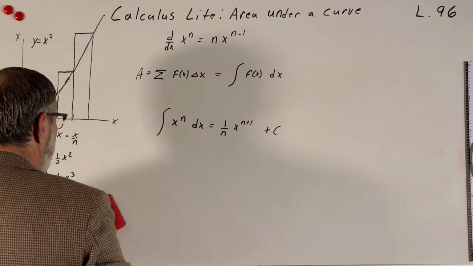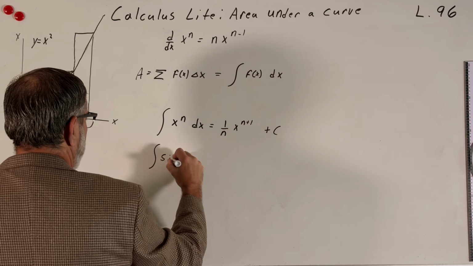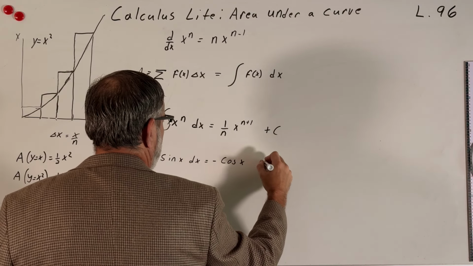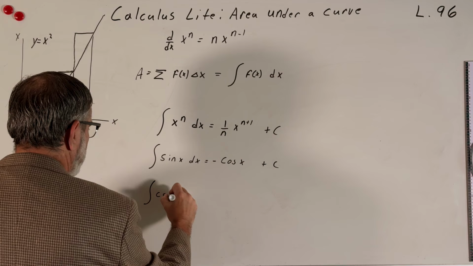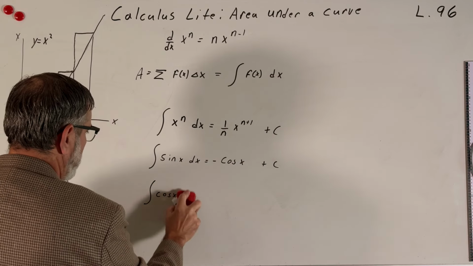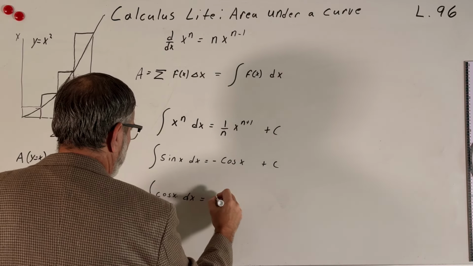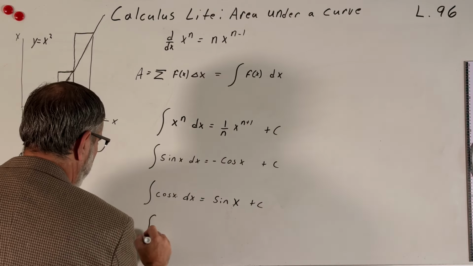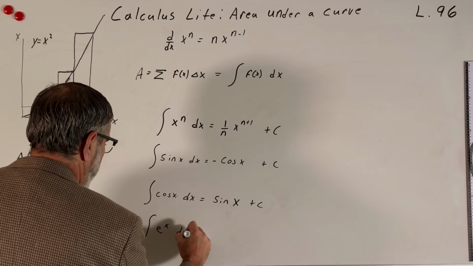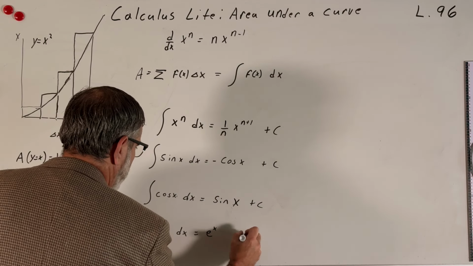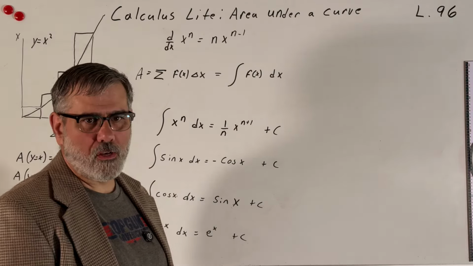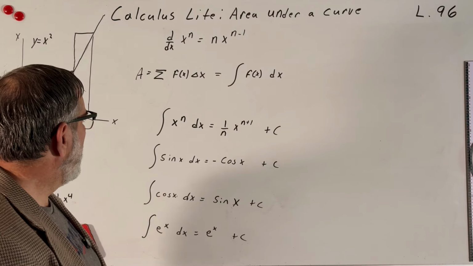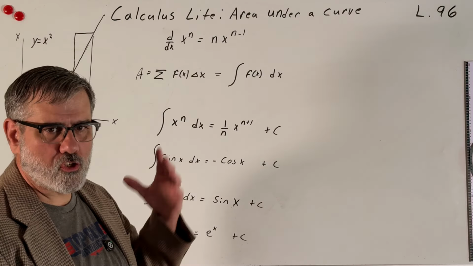So this is what you get for polynomials. You can also have the integral of the sine of x dx is equal to minus the cosine of x plus a constant. The integral of the cosine of x dx is equal to the sine of x plus a constant. And finally, the integral of e to the x dx is equal to e to the x plus a constant. So these are some basic antiderivatives or integrals. Technically they're called indefinite integrals, but don't worry about that. You'll learn all about that when you do calculus. But I like to think of them as antiderivatives because it's just going backwards.